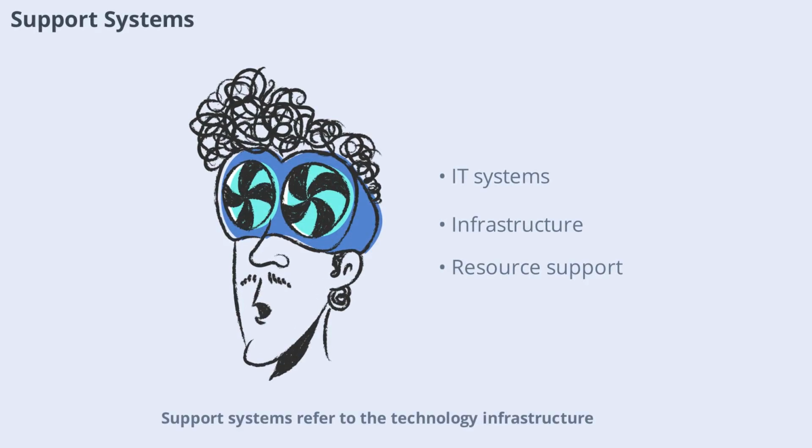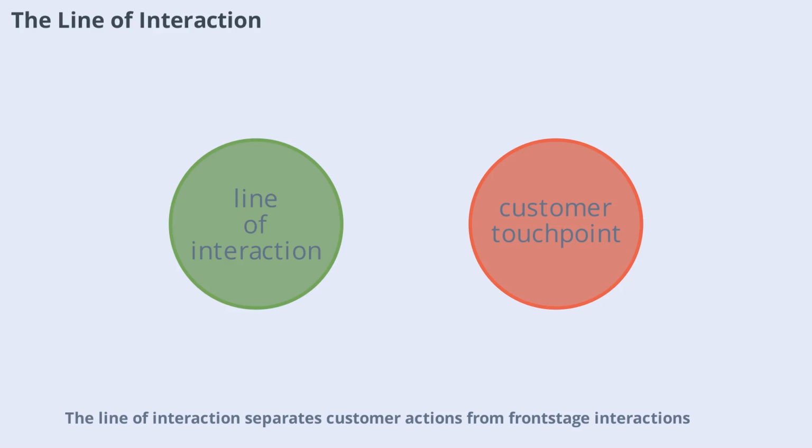Support systems refer to the technology, infrastructure, and resources that enable both frontstage and backstage activities. This could include IT systems, databases, or even training programs. Without robust support systems, it's difficult to deliver consistent service quality. By including these in the blueprint, organizations can spot gaps and invest in the right tools to enhance their service delivery.